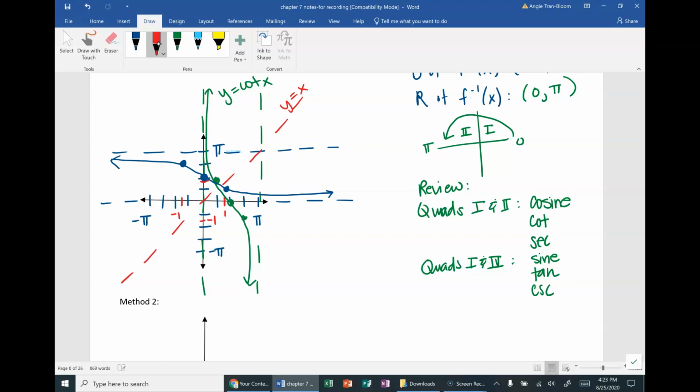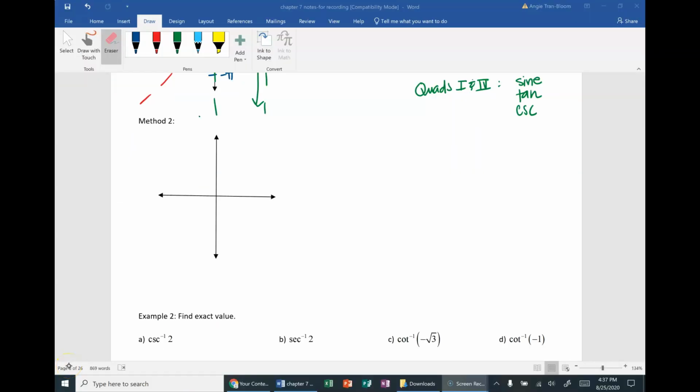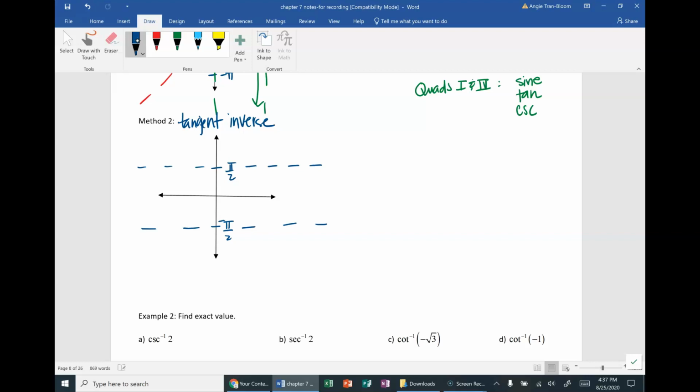Next, we want to see method number 2, guys. We are also proving or graphing out cotangent inverse using tangent inverse. Now, method number 2 is quite important, especially when we get to second semester and studying calculus. So tangent inverse, if you guys remember, we had an asymptote at negative pi over 2 and an asymptote at a positive pi over 2. I'm graphing out tangent inverse right now. If you don't remember, you can always go back up to your notes and look at it again.